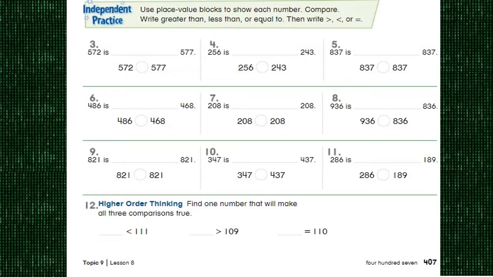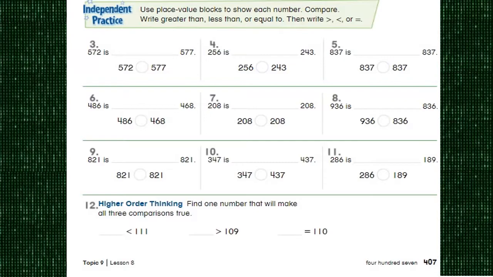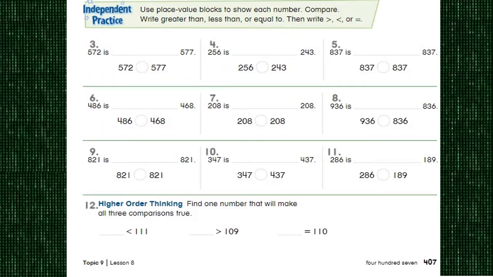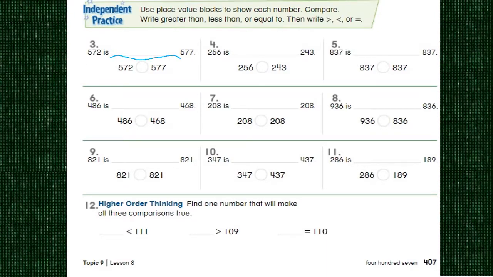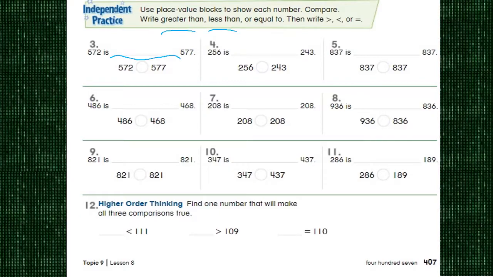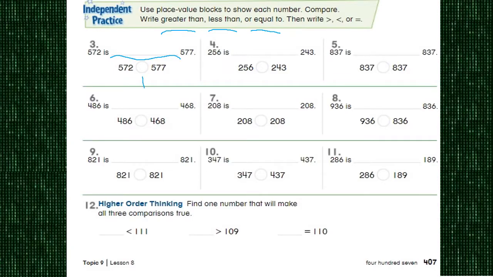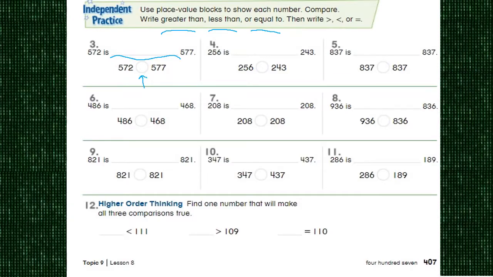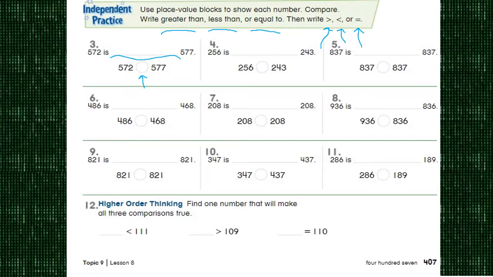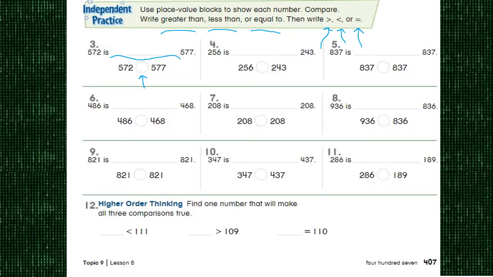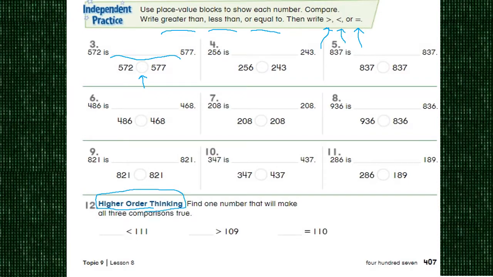Now for page 407, you're going to do exactly what we just did. Okay? For numbers 3 through 11, you're going to write the number here on the line. So for number 3, you're going to write greater than or less than or equal to, and there they are. They're giving you the spellings there at the top. And you've got to write the symbol. Okay? And the symbols are also given. There's greater than, there's less than, and there's equal to. Okay? Number 12, this is a higher order thinking question, which means it's going to be difficult. Do your best here.